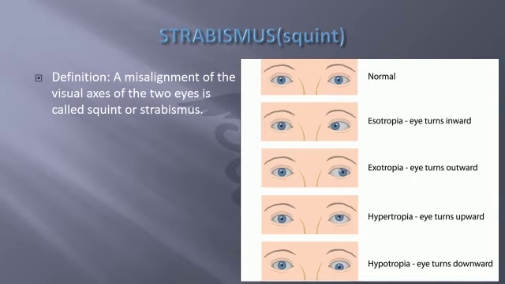And wherever I'd be using the term exo, it would mean that the eye would turn outward, which is a divergent type of squint. And hyper, as we all know, is when the eye turns upward or is elevated, and hypo is when the eye turns downward.